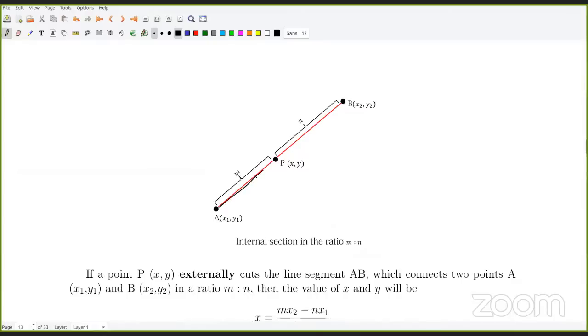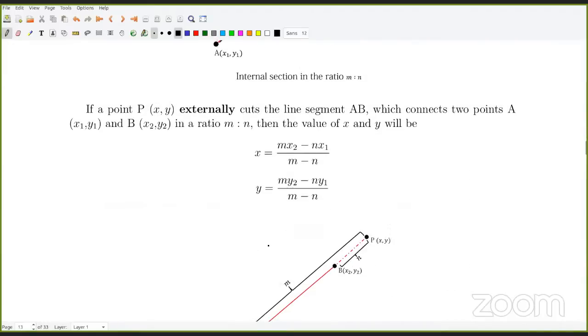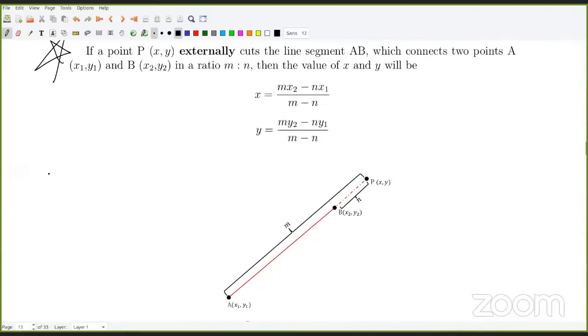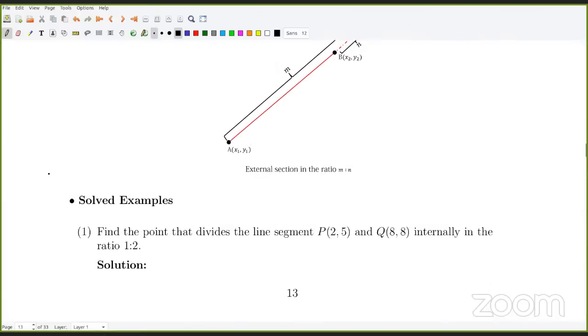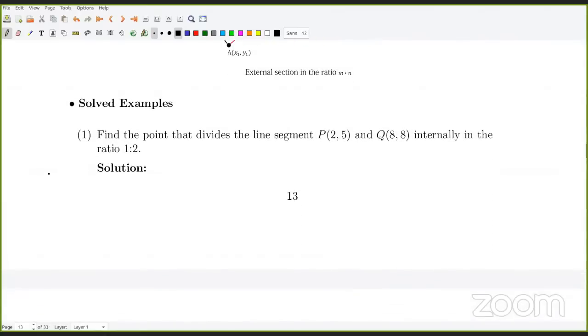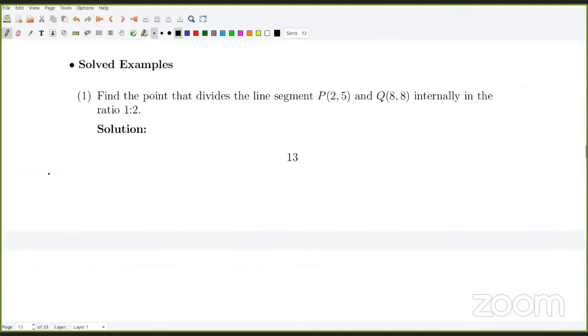So this is m and this is n and P, x, y, x2, x1. So internal. You don't need to worry about external cut. So this is not that important. We just gave it to you for your understanding. Now let's come to solving the examples.